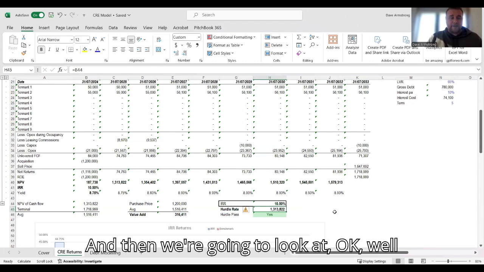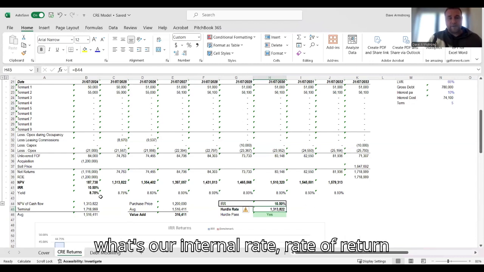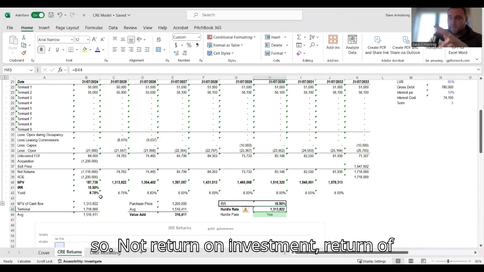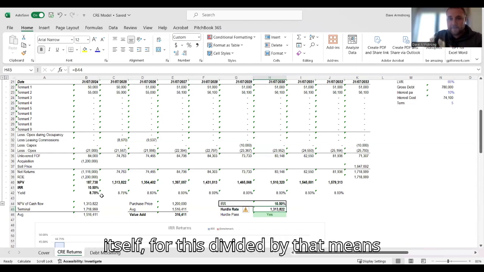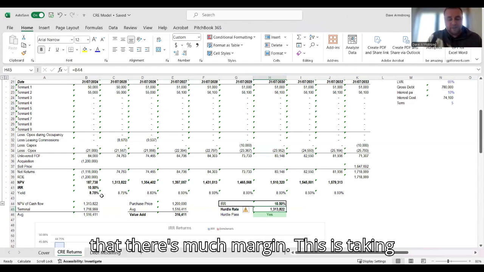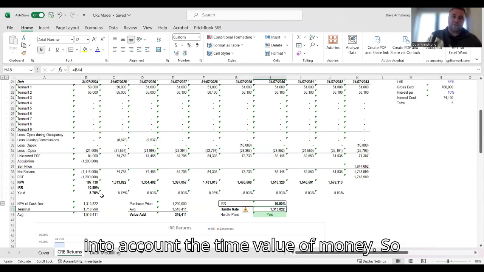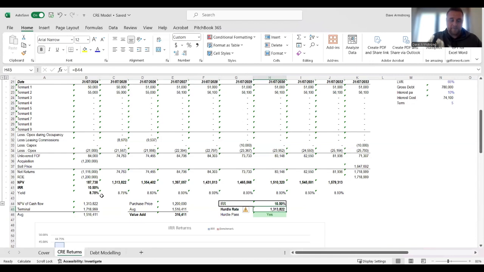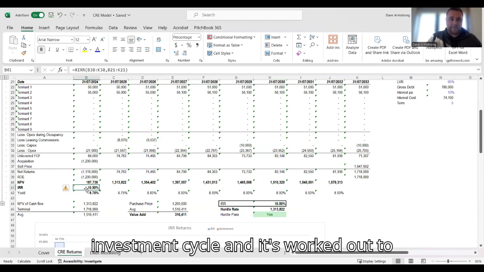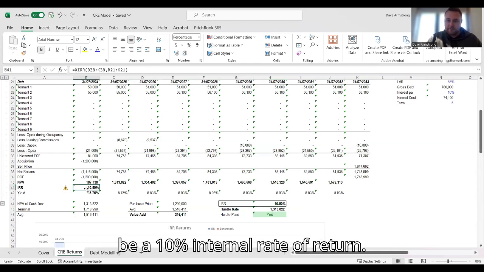And then we've got to look at, okay, what's our internal rate of return? So not return on investment, return on equity, which is, I buy it for this, I sell it for this, divided by that, comes to this much margin. This is taking into account the time value of money. Again, we've worked it on a 10-year investment cycle, and it's worked out to be a 10% internal rate of return.